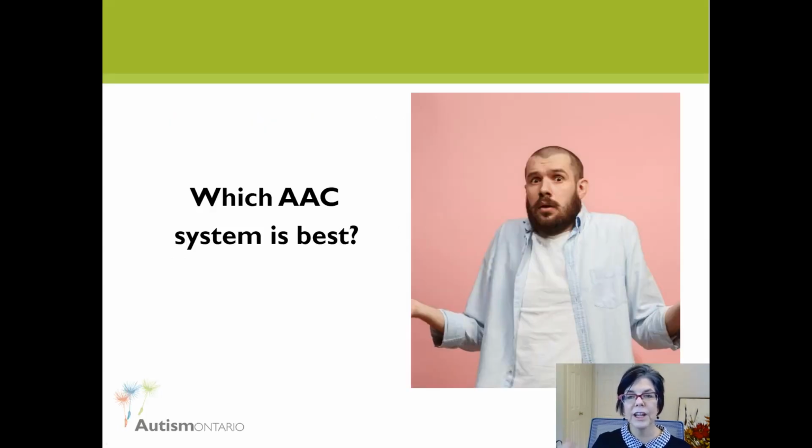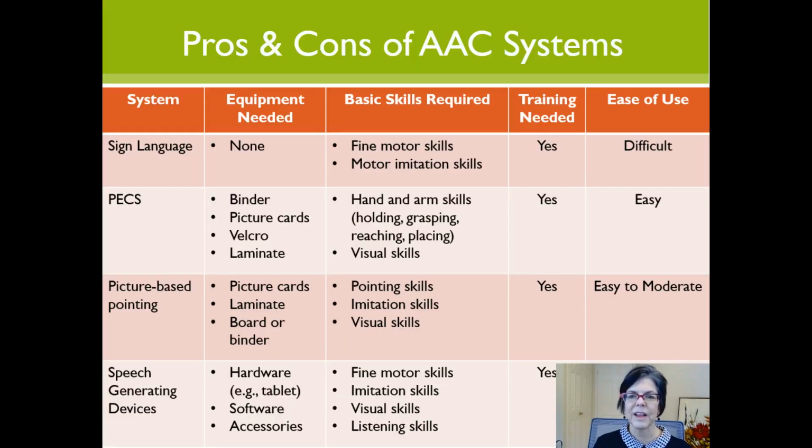So which AAC system is best? Big question. We're going to look at the pros and cons of each type of augmentative or alternative communication system that's currently available. The choice of type of communication system is also impacted by the individual's strengths, challenges, their preferences, their neurodiversity, the culture they're in, and the family's values and culture. So as part of evidence-based practice, you have to take those things into account.